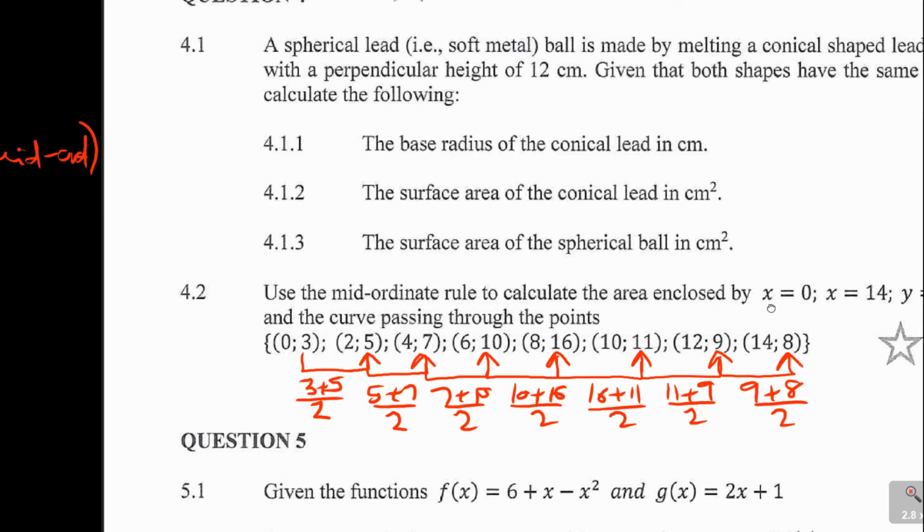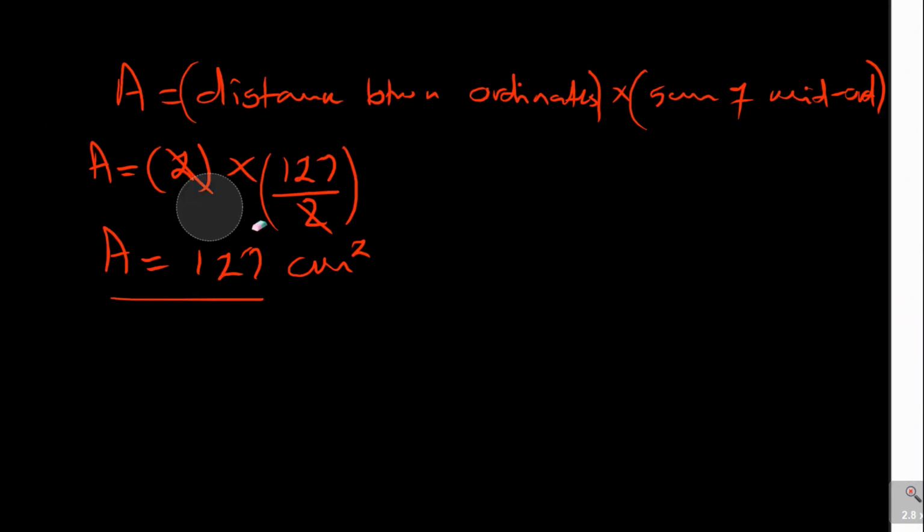No, they didn't say anything. So if they didn't say anything, it's 127. Some will prefer to say units, whatever unit squared. See, they never gave us any units like that. That is the first formula.